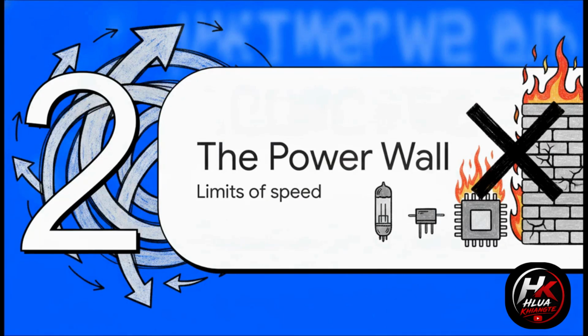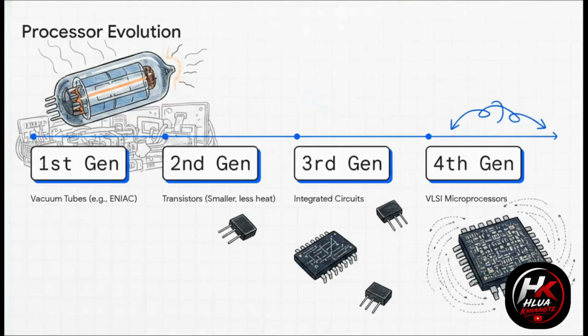Moving on to section 2, evolution and the power wall. This is all about hitting the physical limits of speed. Now, we've obviously come an incredibly long way. First-generation computers, like the old ENIAC, used these bulky vacuum tubes that literally took up entire rooms. The second generation replaced those with smaller, cooler transistors. Then the third generation figured out how to pack many transistors onto a single integrated circuit. And finally, the fourth generation brought us VLSI, very large-scale integration. Today, we are casually packing billions of microscopic CMOS transistors onto a chip no larger than your fingernail.